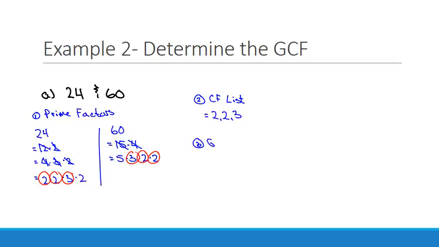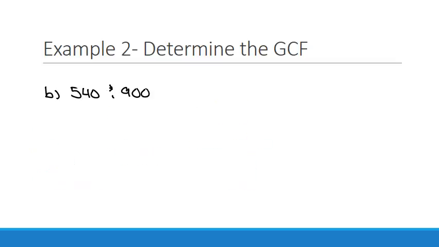The third part is now we actually create this GCF, and the way we do it is we simply multiply the numbers. Whoa, I kind of wrote that out of order. I simply multiply the numbers in the list. So 2 times 2 times 3, so that would be 4 times 3, or 12. So 12 is the greatest common factor of 24 and 60. Let's do that again with slightly larger numbers. So again, first step, prime factors.